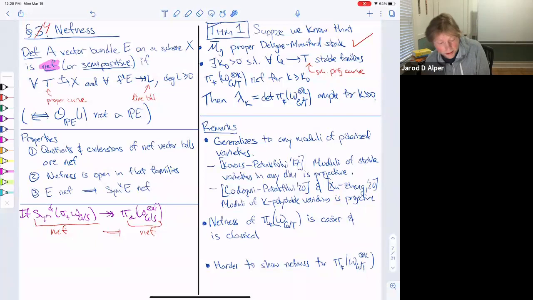And in fact, Kollár's method is only becoming more relevant with time. To highlight some recent results, a recent paper by Kovács and Patakfalvi used the same method to show that the moduli of stable varieties in any dimension is projective. And even more recently, there's the analogous result for K-stable Fanos. So in the opposite of the general type situation, the moduli of K-polystable Fanos is projective.